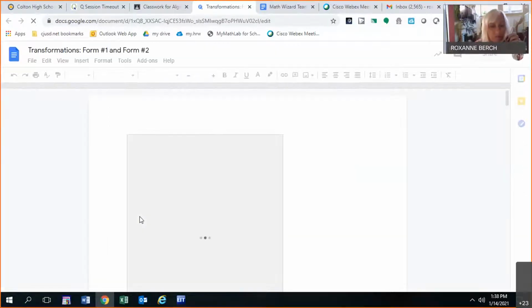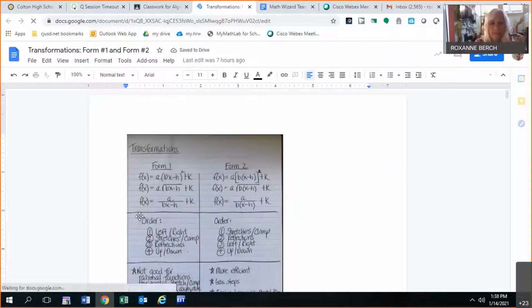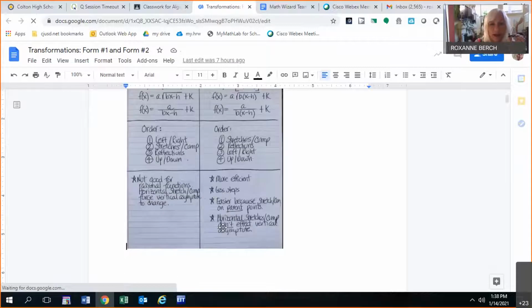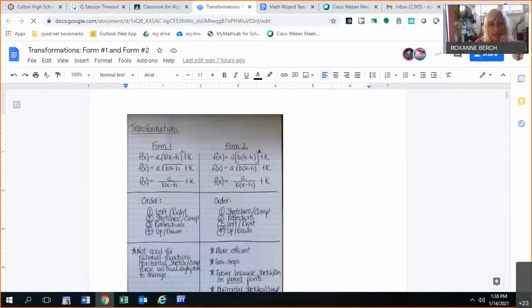So the first page looks like this. So basically what I'm showing is the quadratic in form 1 and quadratic in form 2. Square root in form 1, square root in form 2. Simple rational in form 1, simple rational in form 2. And these are the proper orders. For form 1, this is the order. For form 2, that is the order.